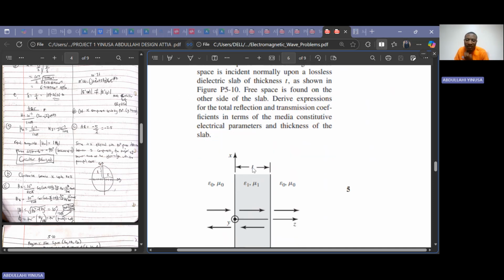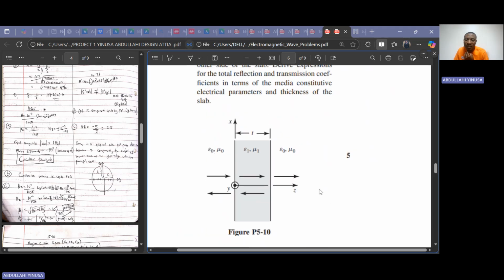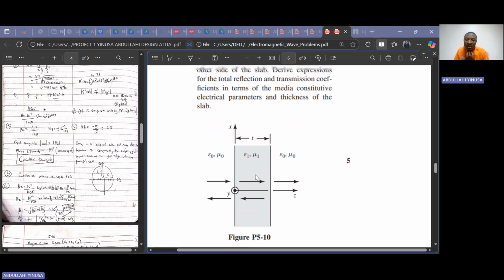This is the thickness. This is the first medium. This is the second medium. This is the third medium. This is in free space, which is air. That's why epsilon naught, mu naught. This is in air. However, this is the slab, which has the epsilon r, what?